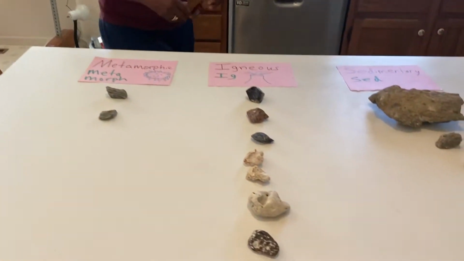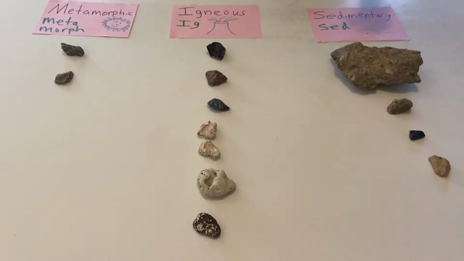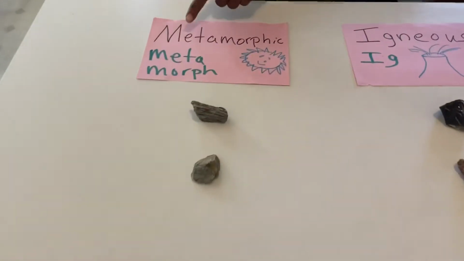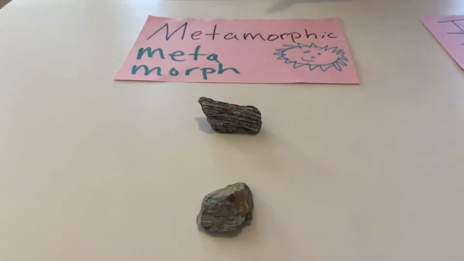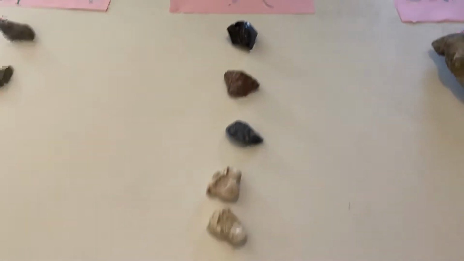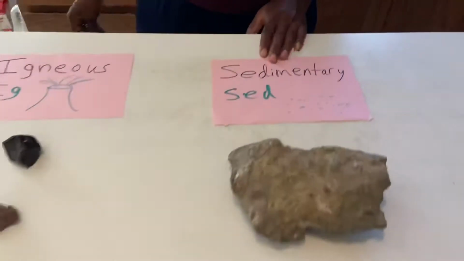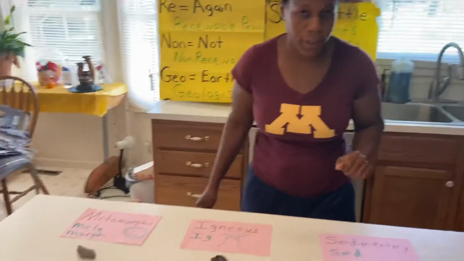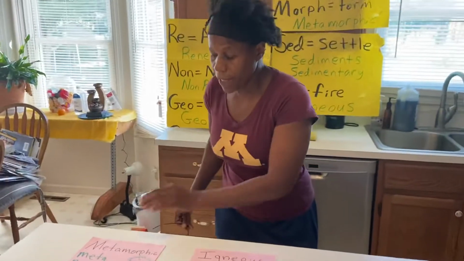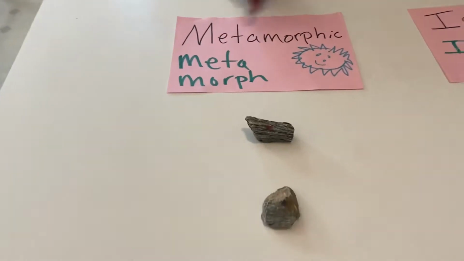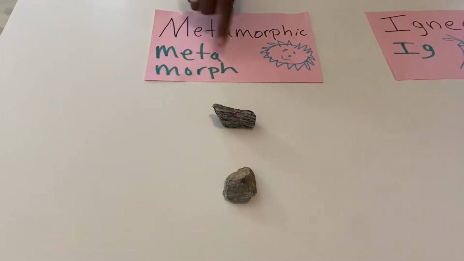So we have 3 rocks here that I want to talk about today. The first rock is called the Metamorphic Rock. The second type of rock is the Igneous Rock. Third type of rock is a Sedimentary Rock. Now, like I said, scientists categorize rocks into 3 different categories. And metamorphic, you can see it has the word meta in it, and it has the word morph in it.